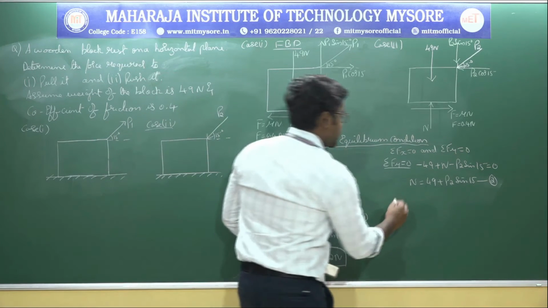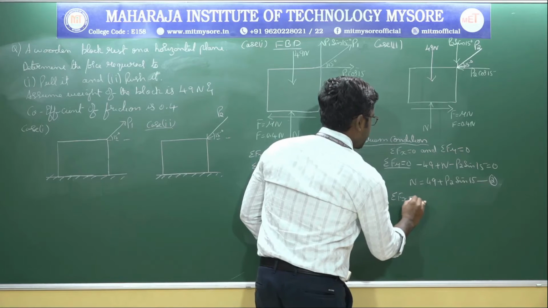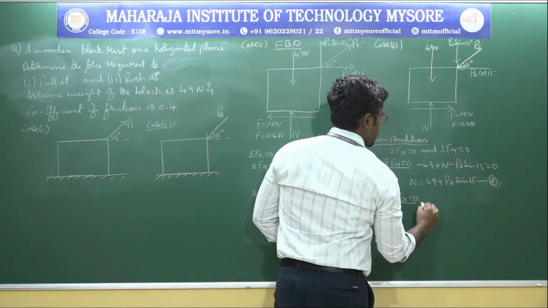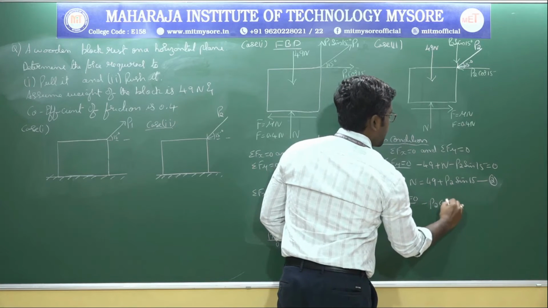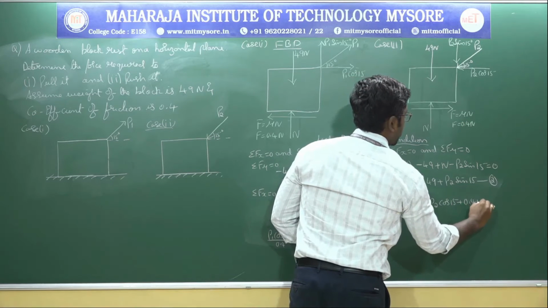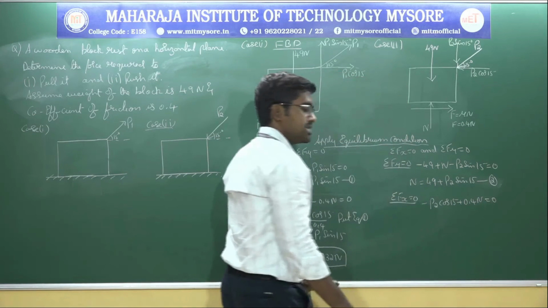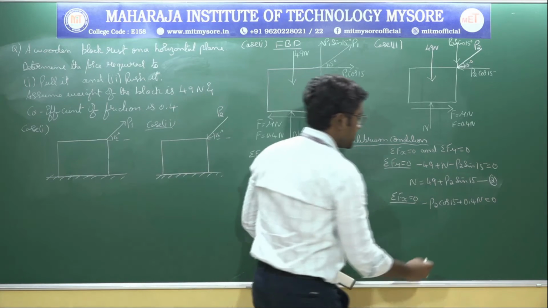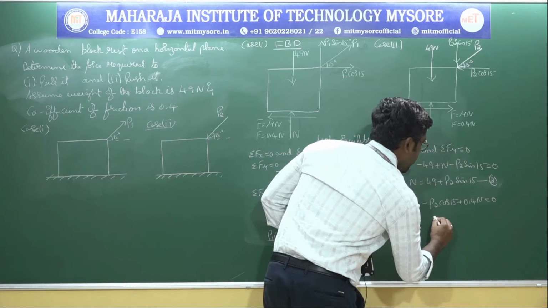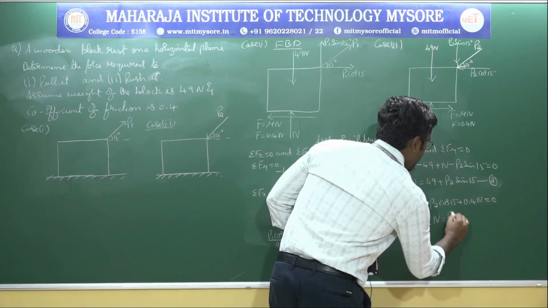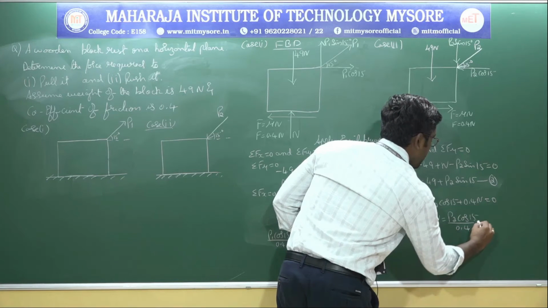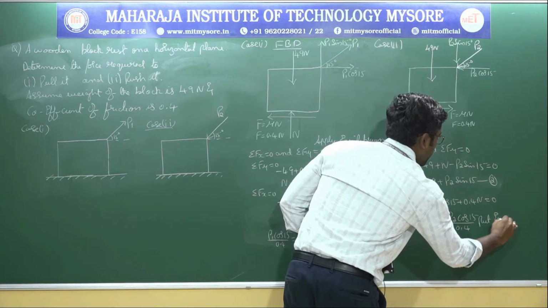Now let us apply the next condition, that is summation of Fx is equal to 0. This will be minus P2 cos 15 and this will be plus 0.4 times N is equal to 0. Let me rearrange this equation. That is N is equal to P2 cos 15 divided by 0.4. So put in equation 2.